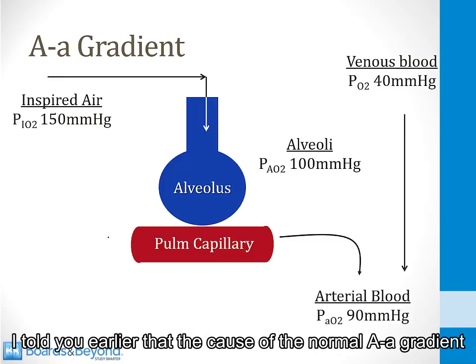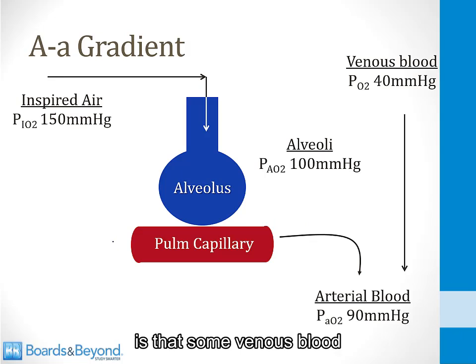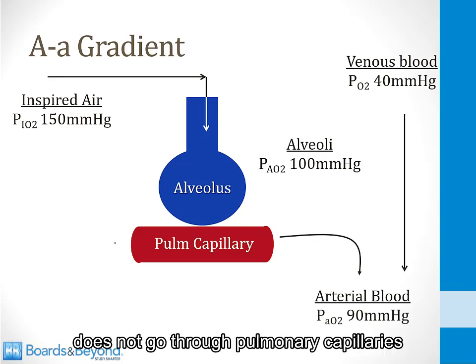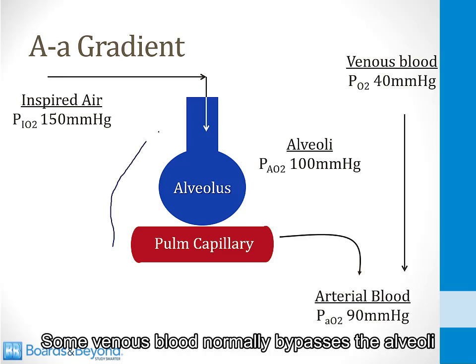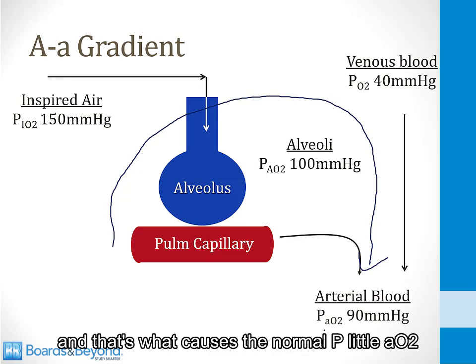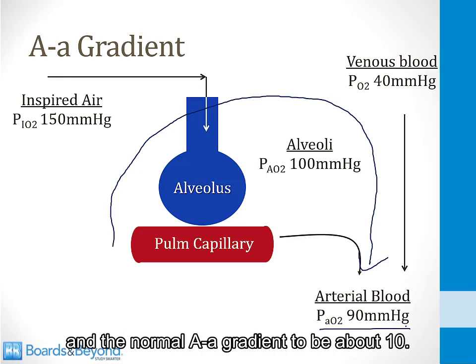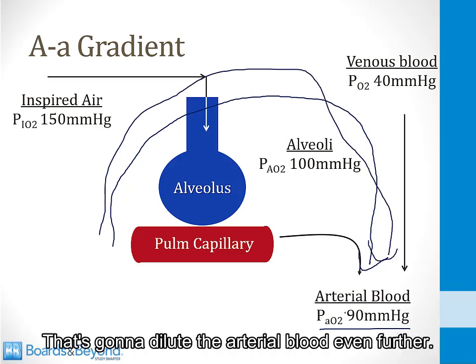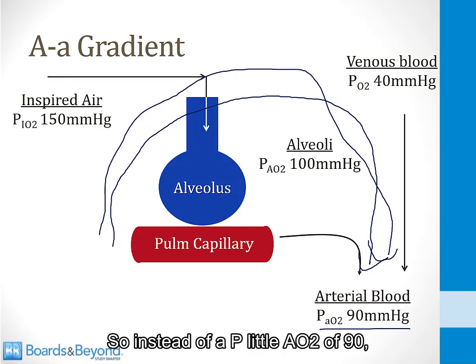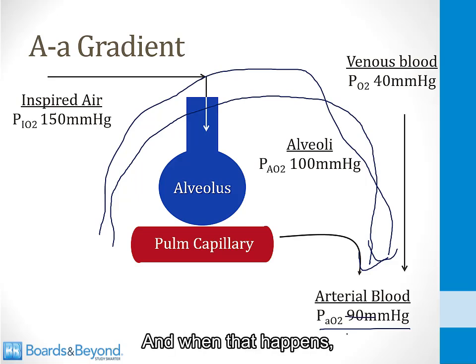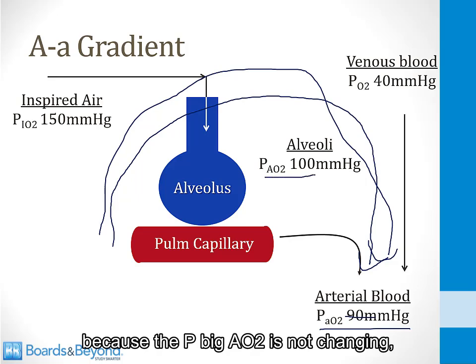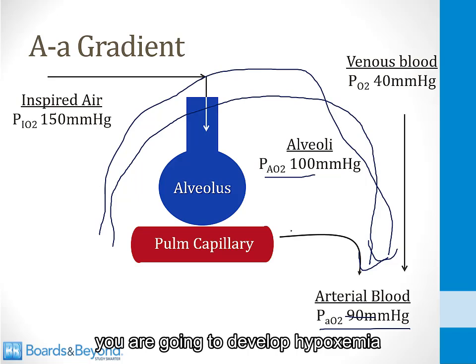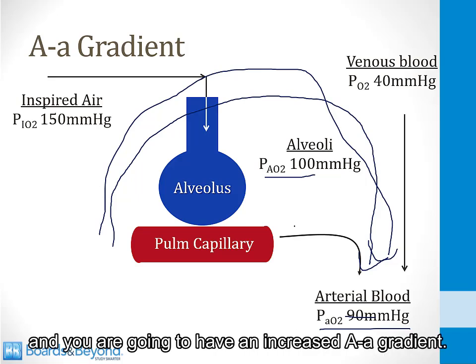I told you earlier that the cause of the normal AA gradient is that some venous blood does not go through pulmonary capillaries and past alveoli. Some venous blood normally bypasses the alveoli, and that's what causes the normal PaO2 to be about 90 and the normal AA gradient to be about 10. Well, now imagine that more venous blood is bypassing the alveoli. That's going to dilute the arterial blood even further, so instead of a PaO2 of 90, it might become 70 or 60. And when that happens, because the PAO2 is not changing, you are going to develop hypoxemia and you are going to have an increased AA gradient.